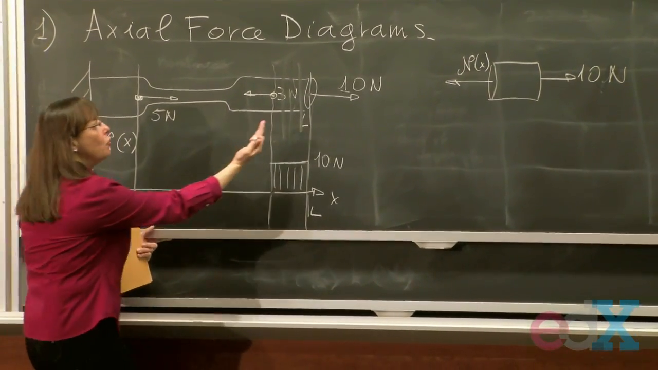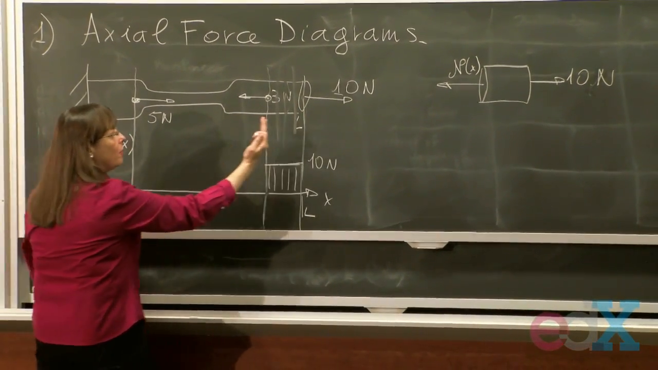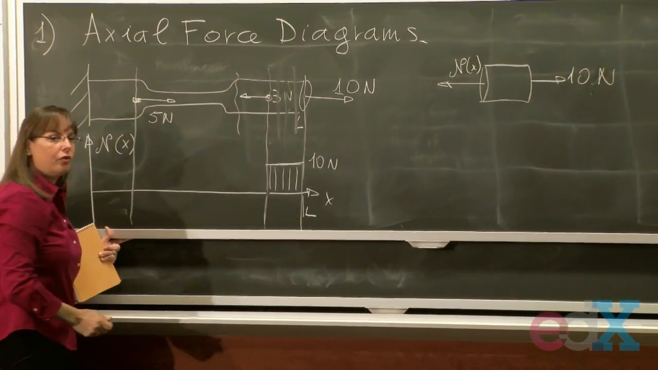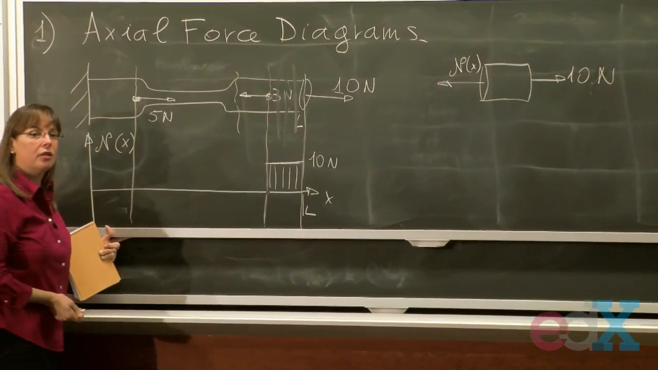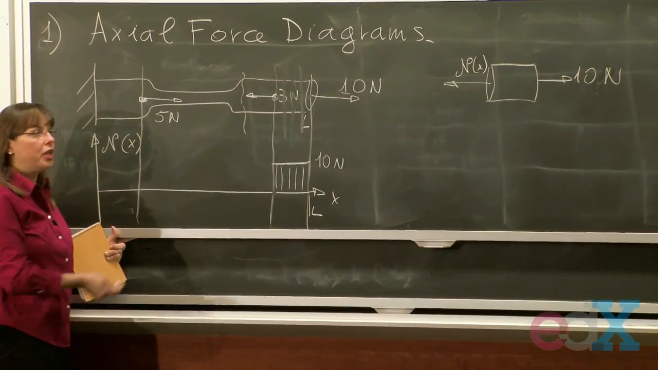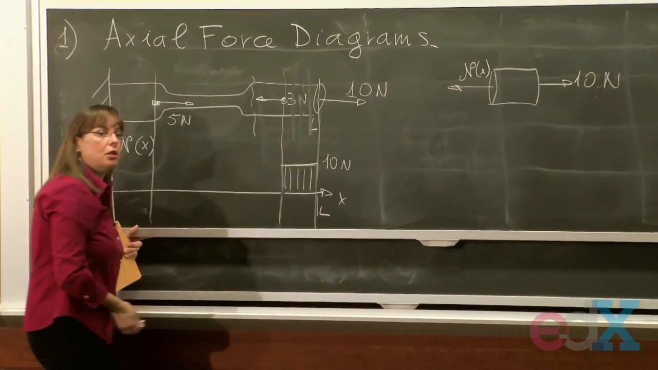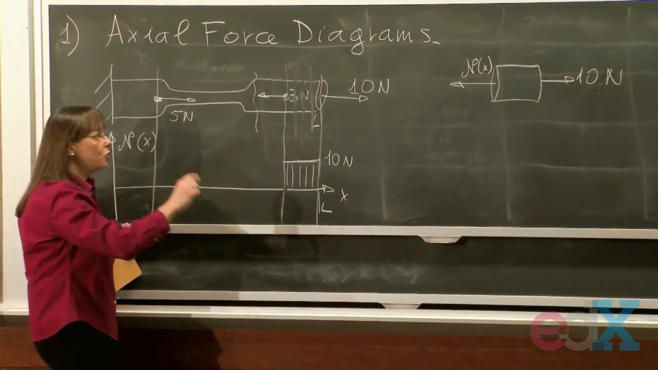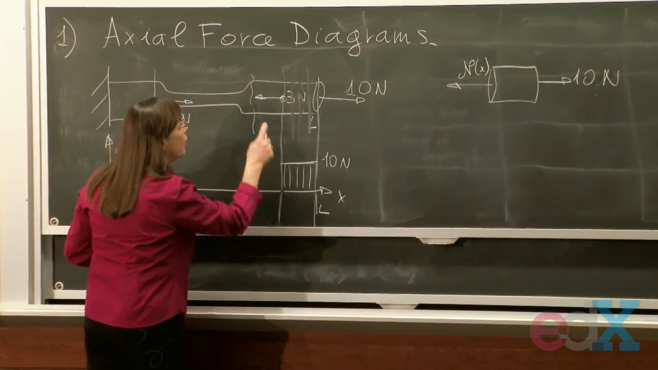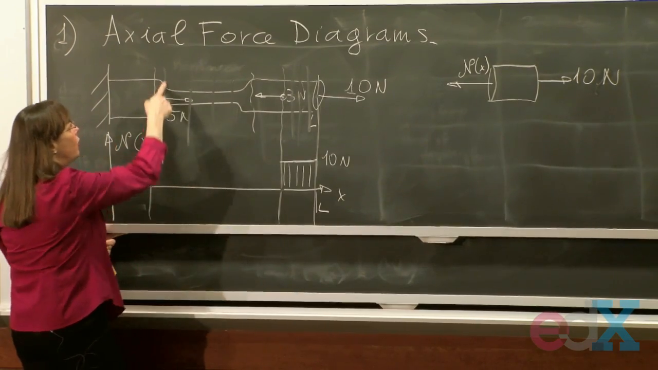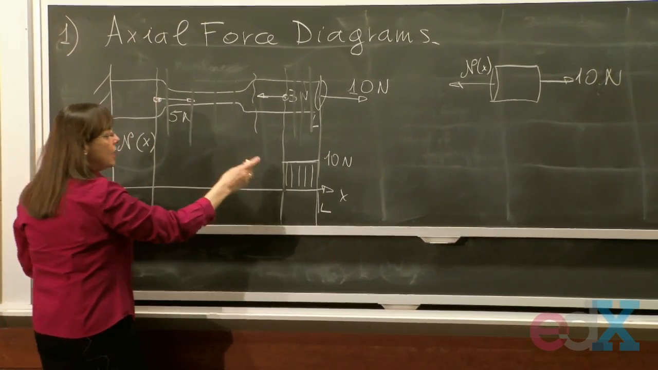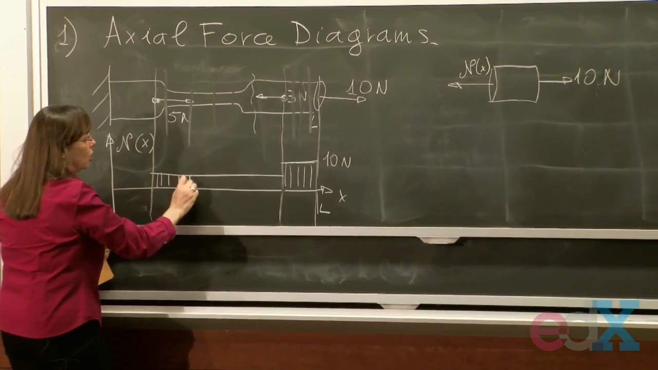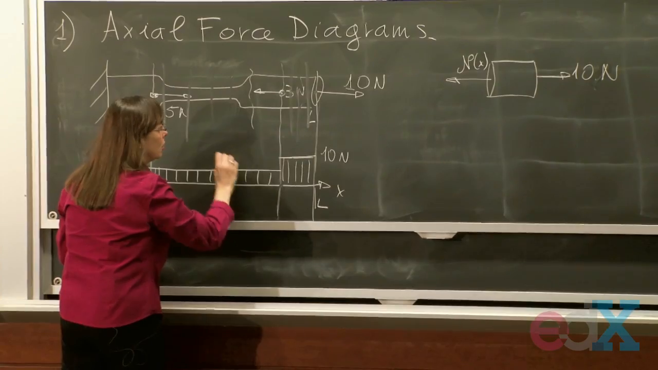Okay? Now I keep walking from left to right in my bar. I get here, past the point of application of the force. Now if I'm here, what do I feel? Do I feel the whole 10 Newtons? No. I feel 7 Newtons because this guy is helping me. So any place I cut, all the way up to when I hit this other force, I'm going to have a load here which is only 7 newtons.